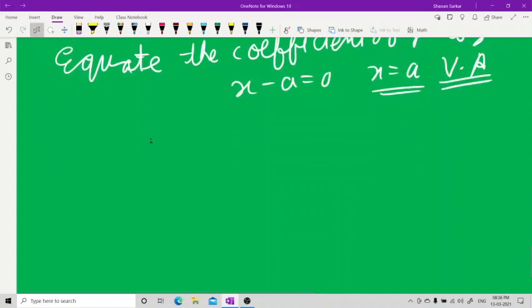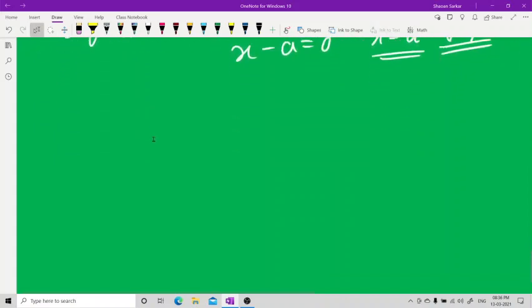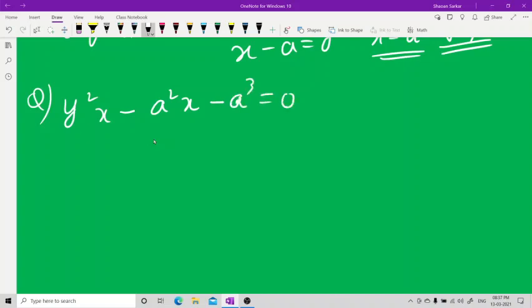Let us take one more example in this. Let me take this example. Question: y square x minus a square x minus a cube equal to 0. So what you do is take the coefficient of the highest power of y. See, y square.